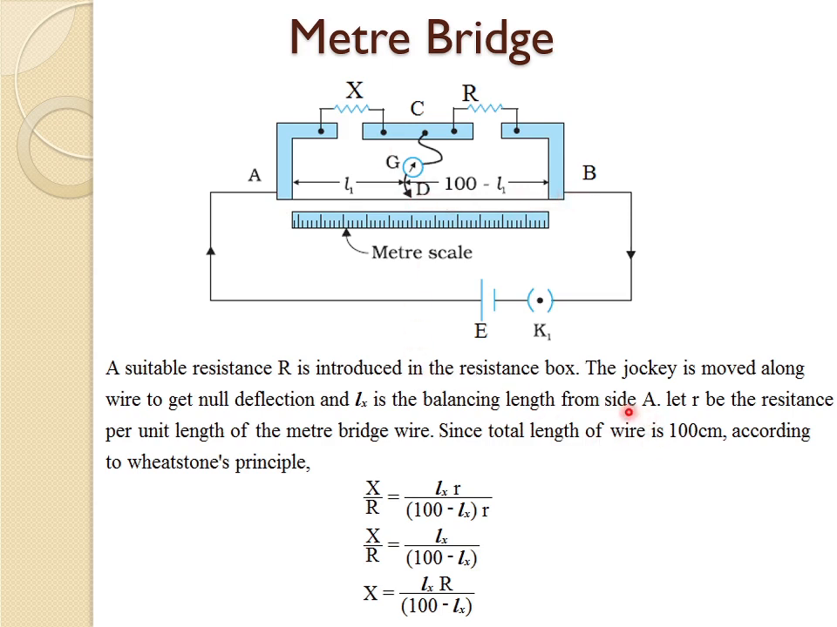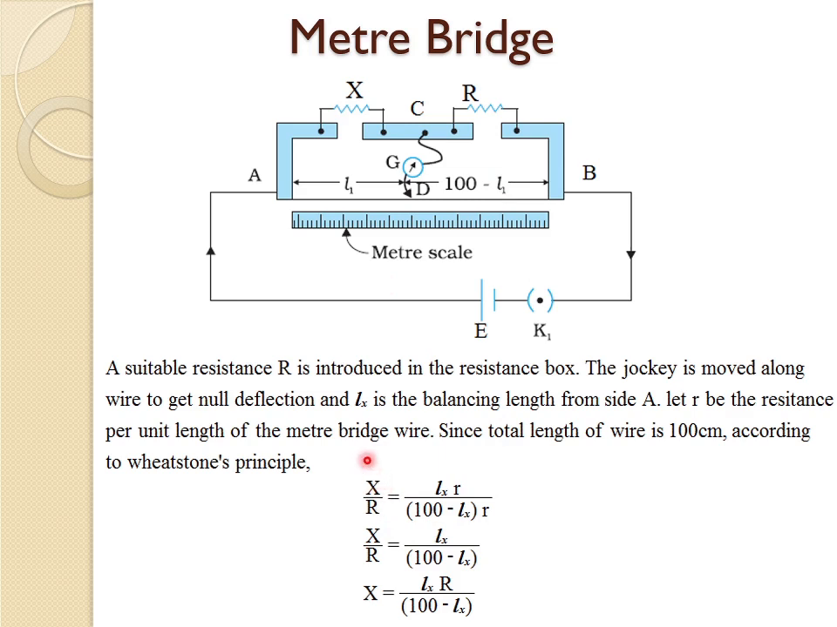Okay, let small r be the resistance per unit length of the meter bridge. Then the resistance for this portion is Lx into r, and the resistance corresponding to this portion, that is 100 minus Lx, into small r. Now we have the four resistances, and the meter bridge is in a balanced condition. The galvanometer shows zero deflection. That means no current is flowing through the galvanometer.